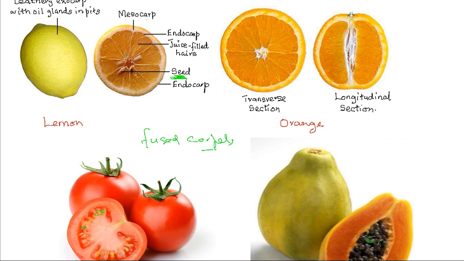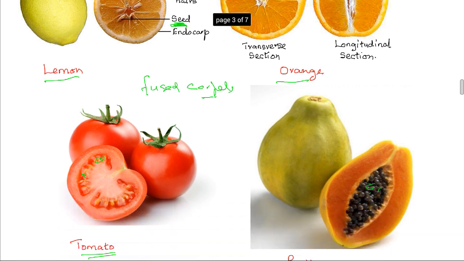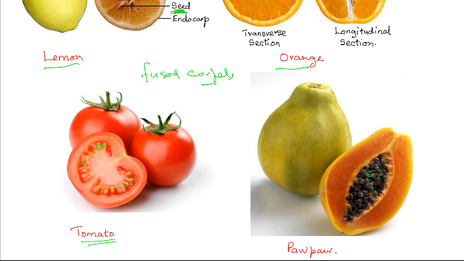In the citrus fruits such as the lemon and the orange, it is the endocarp that is fleshy. Same case with the tomato. The endocarp is fleshy. This is the mesocarp, and that is the outer exocarp.